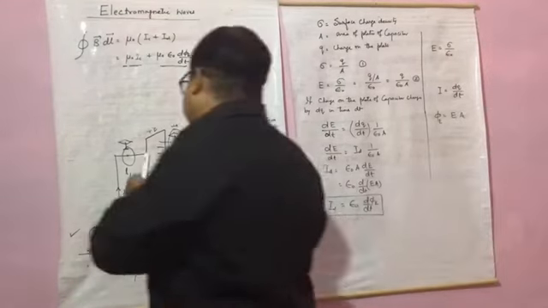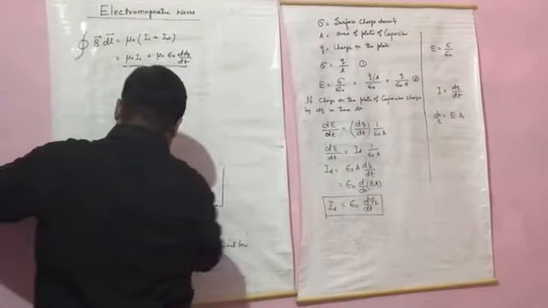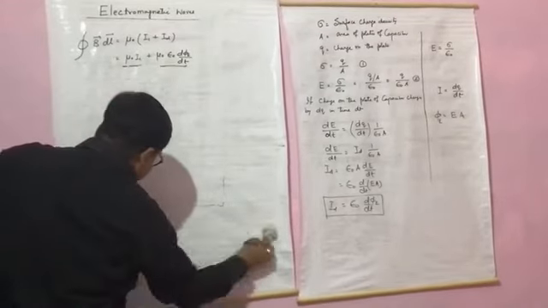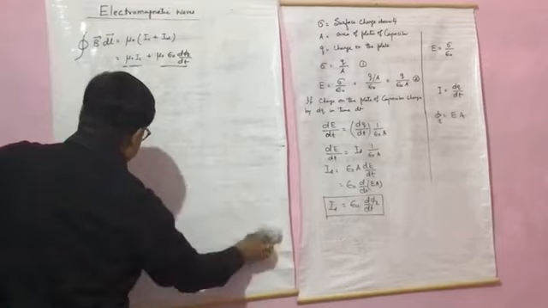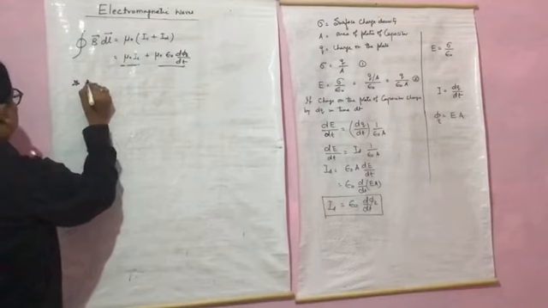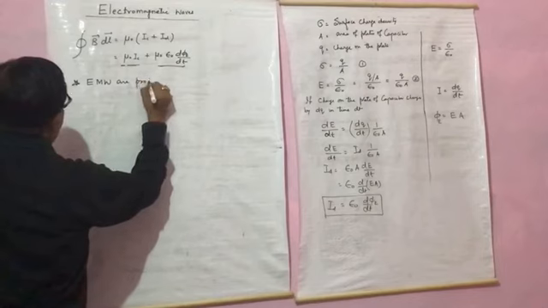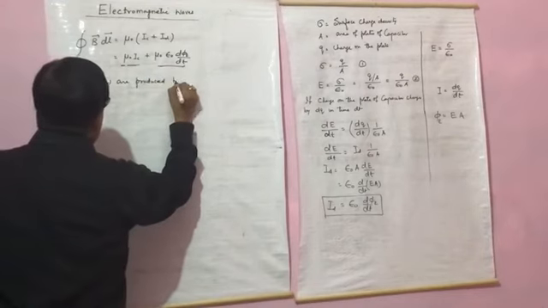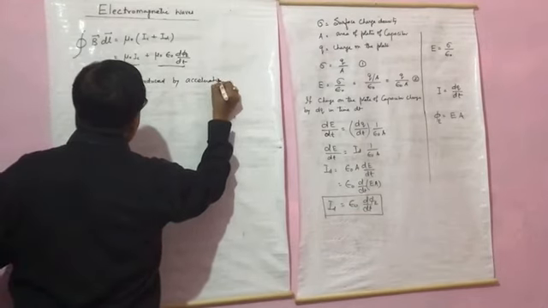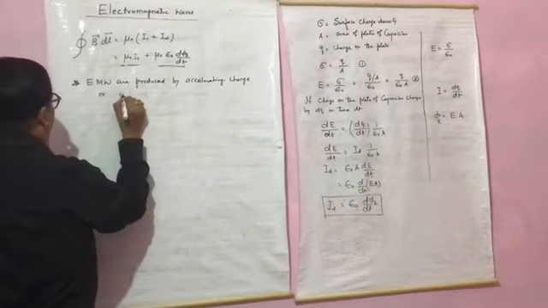Now the most important point here is to remember always: electromagnetic waves are produced by accelerating charge. So these 2 points we should remember always. EM waves are produced by accelerating charge or oscillating charge.